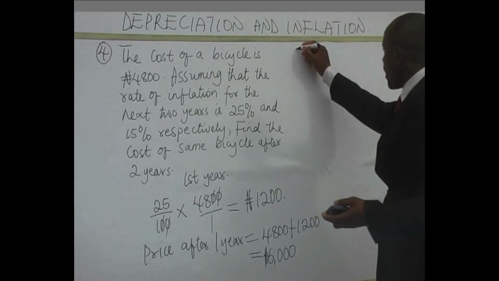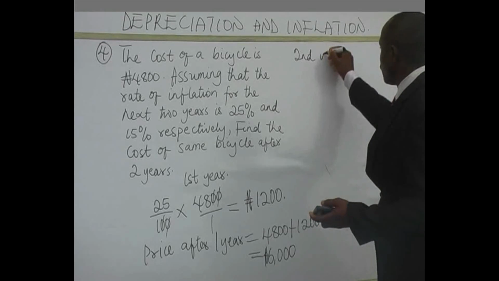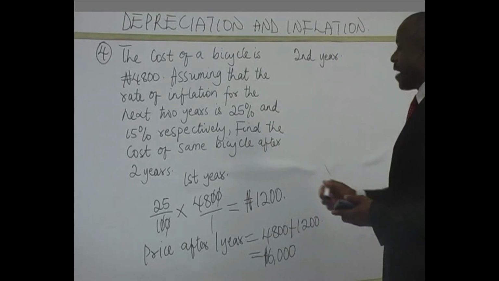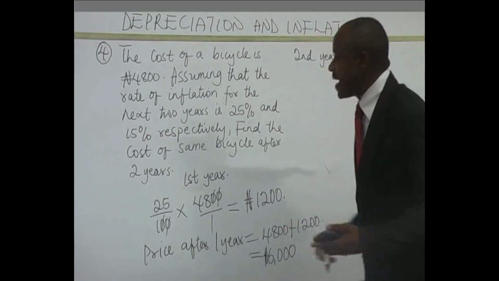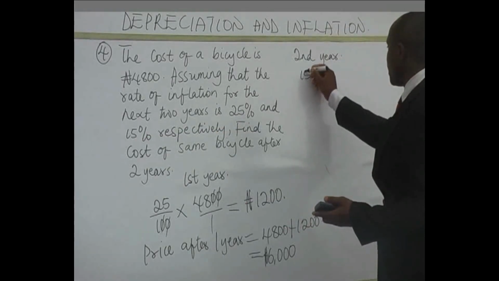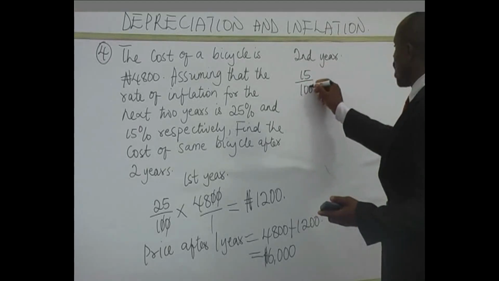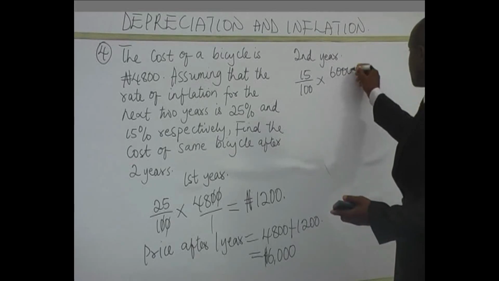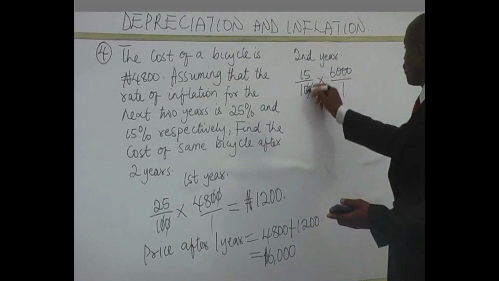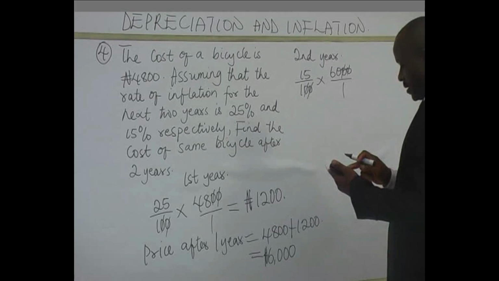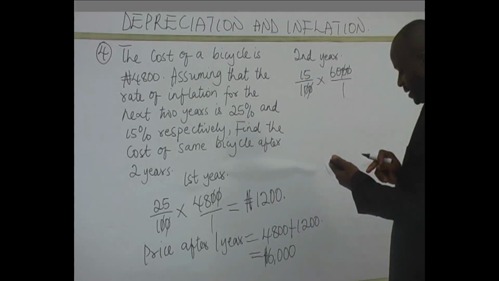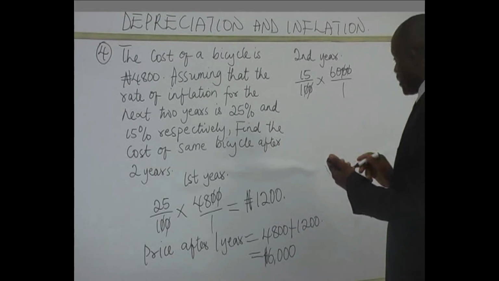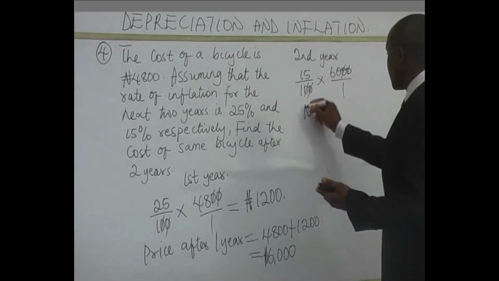Then the second year, in the second year, you have 15% inflation. So we have 15 divided by 100 of the new price, 6,000. Of 6,000, you're going to have 15 times 60. 15 times 60 is giving us 900 naira.